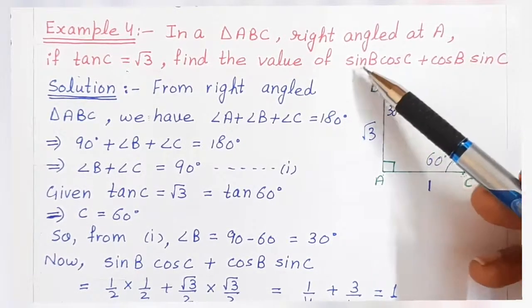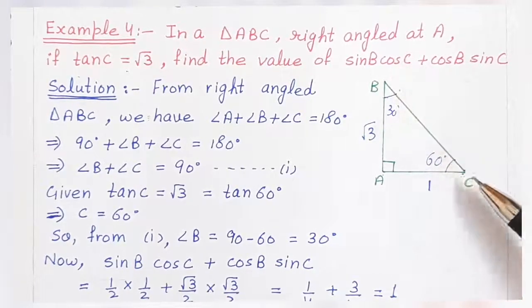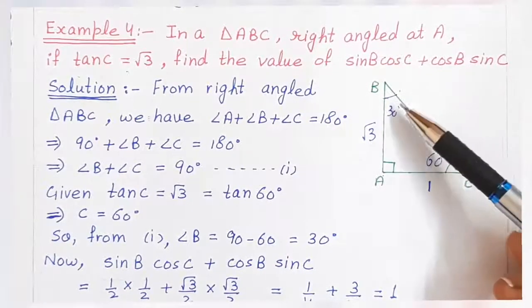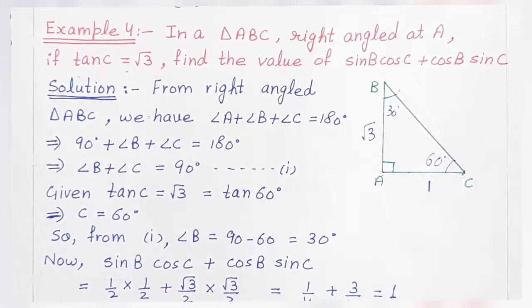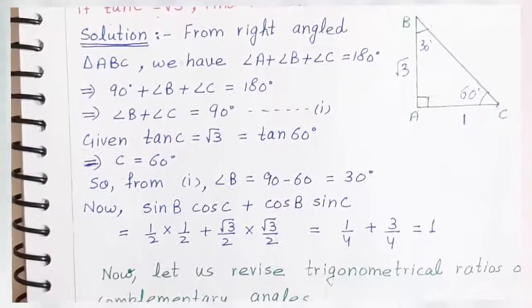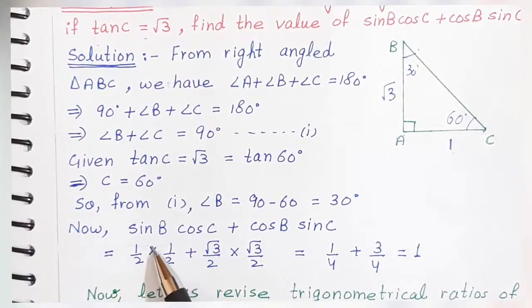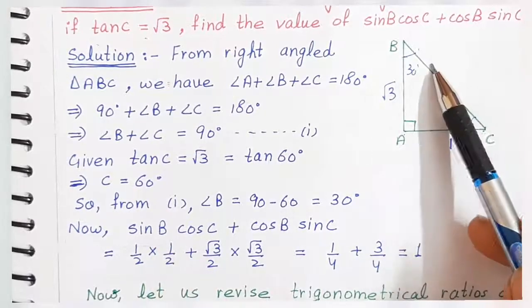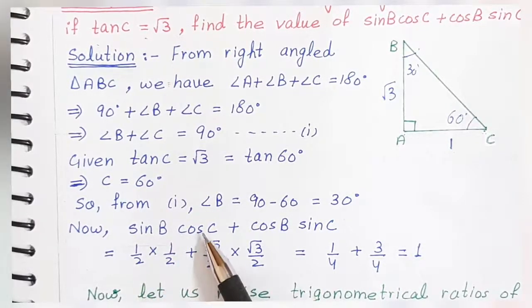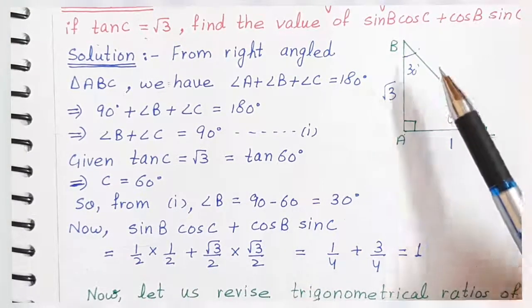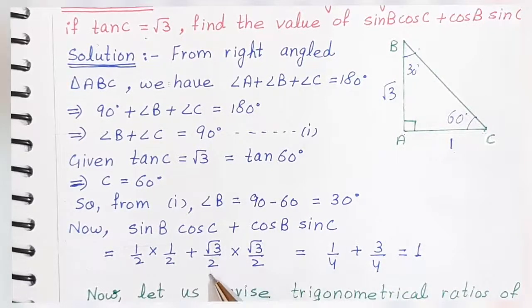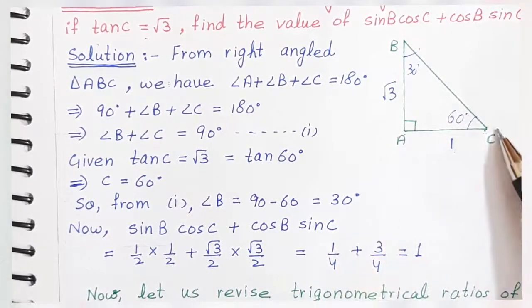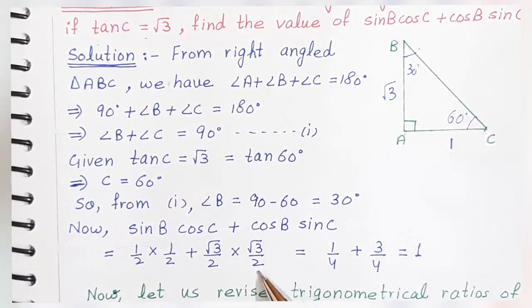So sin B will be sin 30 degree, then cos 60 degree, then cos 30 degree and sin 60 degree. Clear? So in that way, we can put the values. So sin 30 degree is half, then cos 60 degree is also half, then cos 30 degree here is root 3 by 2 and sin 60 degree is root 3 by 2. So the answer is 1. Is it clear to everyone?